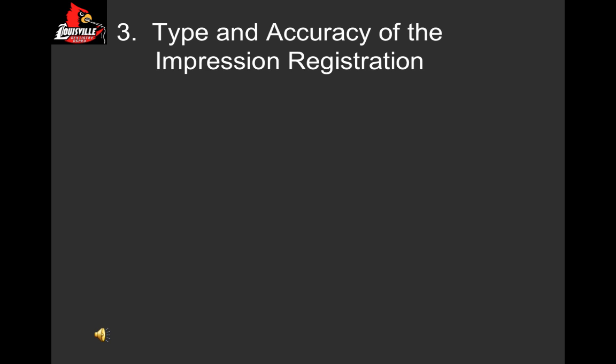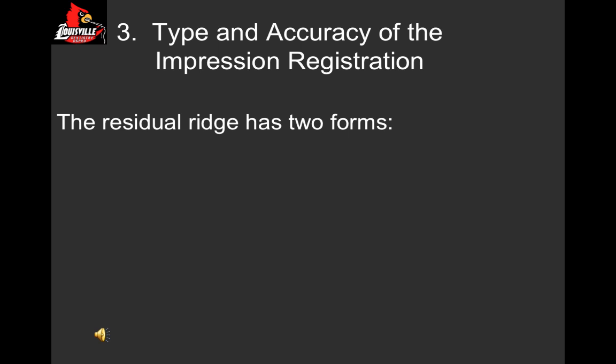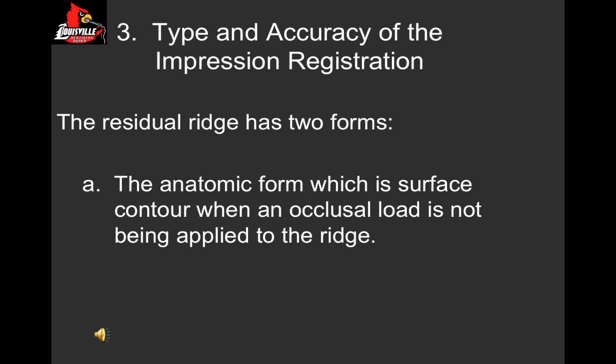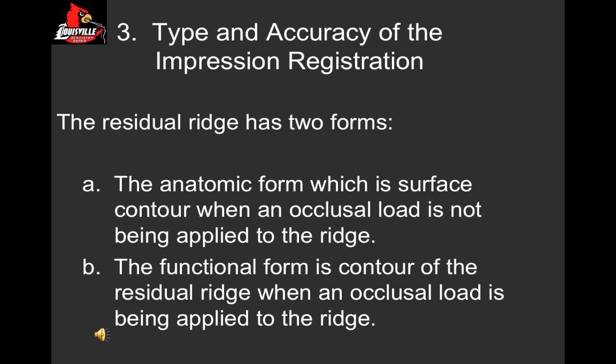Another factor that influences the support of the distal extension base of the removable partial denture is the type and the accuracy of the impression registration. This is the whole point of our lecture today. To begin, we'll talk about the residual ridge having two forms. First, the anatomic form is the surface contour when an occlusal load is not being applied to the ridge. The functional form is the contour of the residual ridge when an occlusal load is being applied to the ridge.